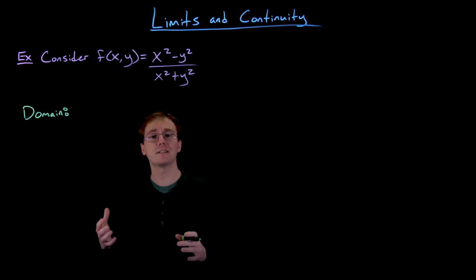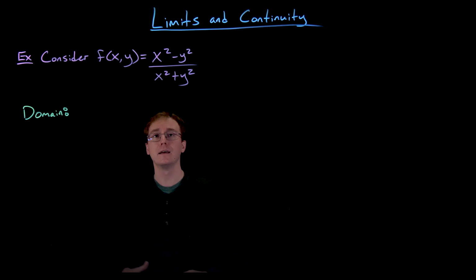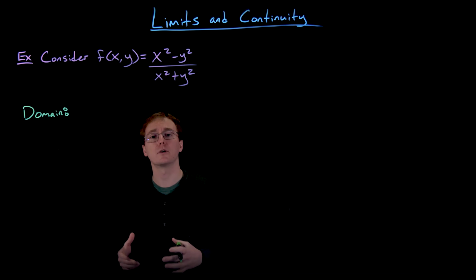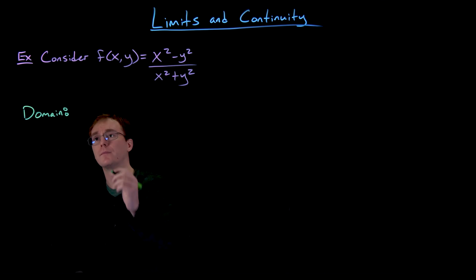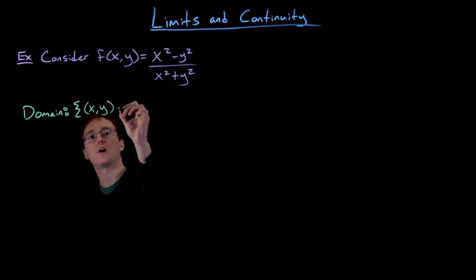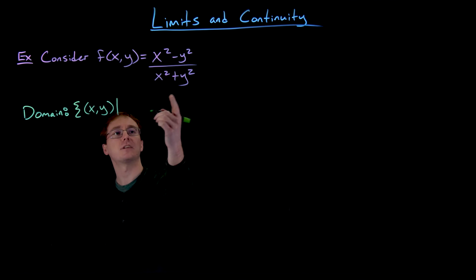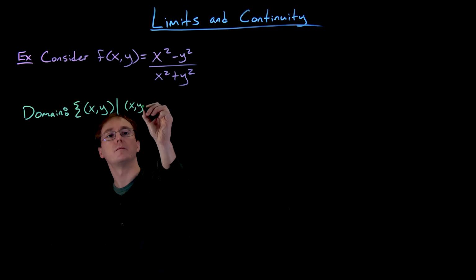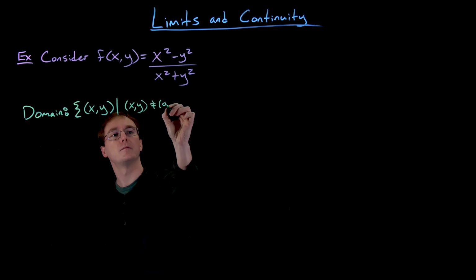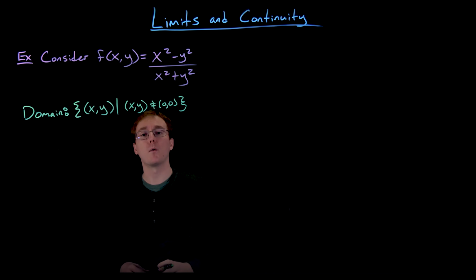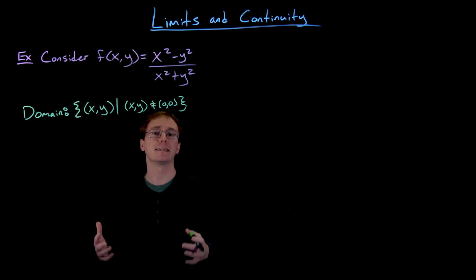So our domain is probably best described as all the points x comma y where x squared plus y squared is not equal to 0. And that's only going to occur when x and y are both equal to 0. So our domain is the set of ordered pairs x comma y such that x and y are not both equal to 0. As long as we are not at the point 0, 0, we will be at a point in the domain of this function, a point that we could plug into our equation and evaluate to get an output.